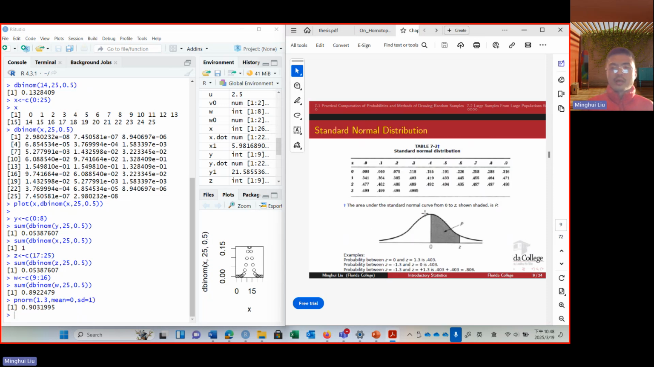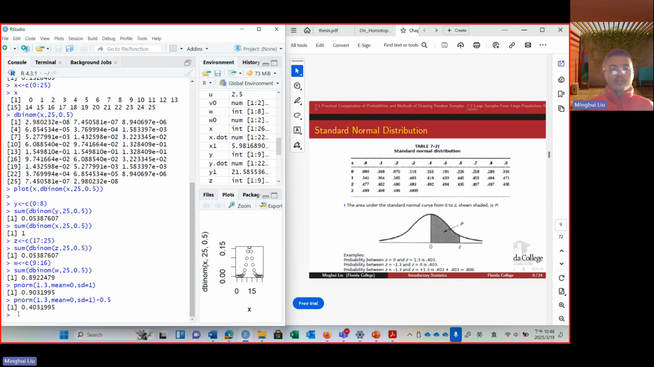That's because the total area under the curve is 1. By symmetry, the left half has the area 1/2. And therefore, if you do this command and then minus 0.5, you're going to get 0.403-ish. And that corresponds to this 0.403 in the table. So this will give you the probability between z equals 0 and z equals 1.3.